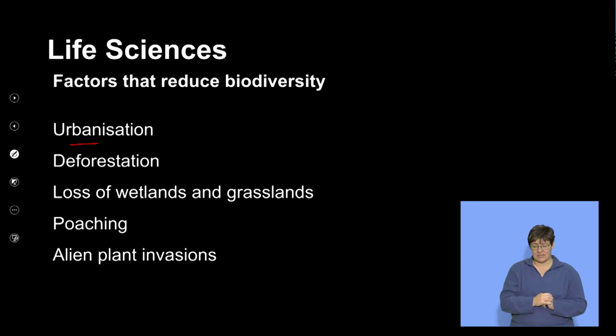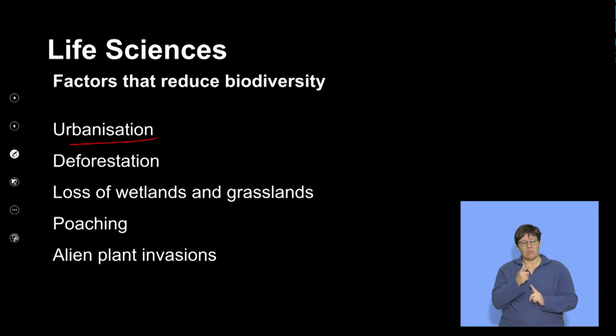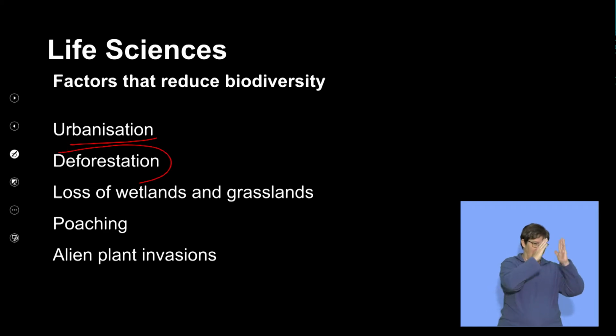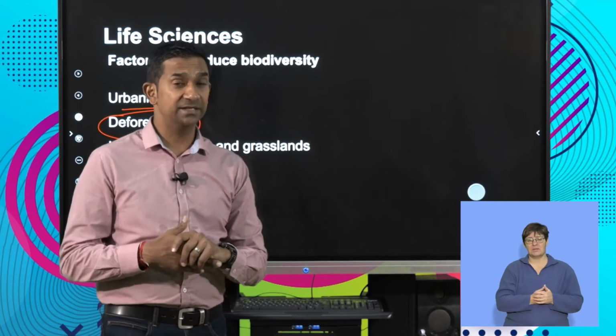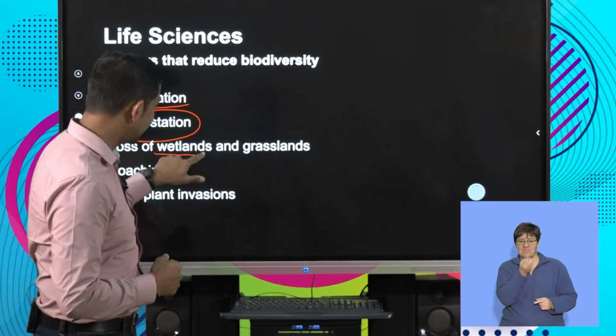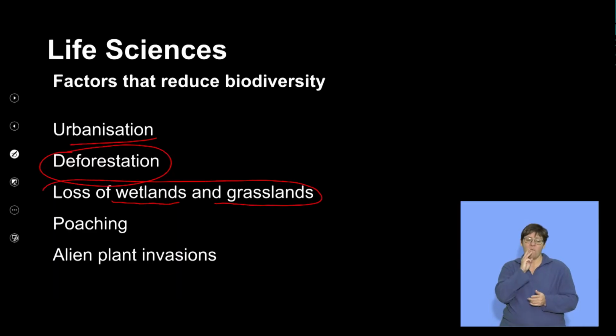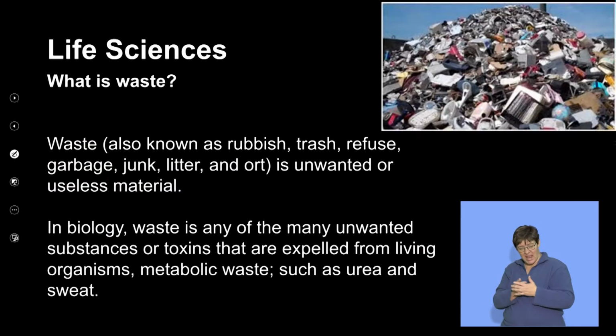We talk about urbanization and how that affects biodiversity, deforestation, and how that has affected the quality of land and has led to landslides. It's led to arid, uninhabitable land. We talk about the loss of wetlands and grasslands, and wetlands are an important part of an environment that helps to purify water. Poaching, we discussed that, and alien plant invasion.